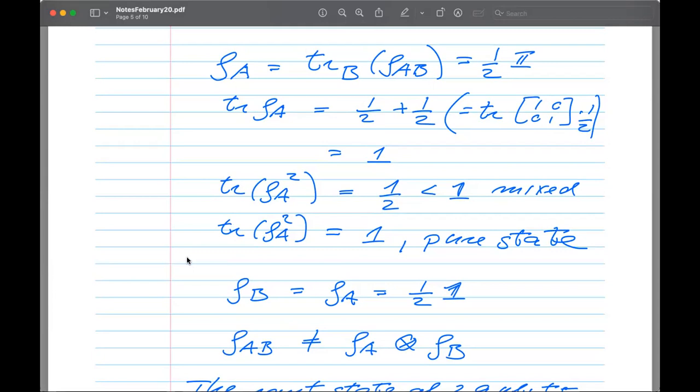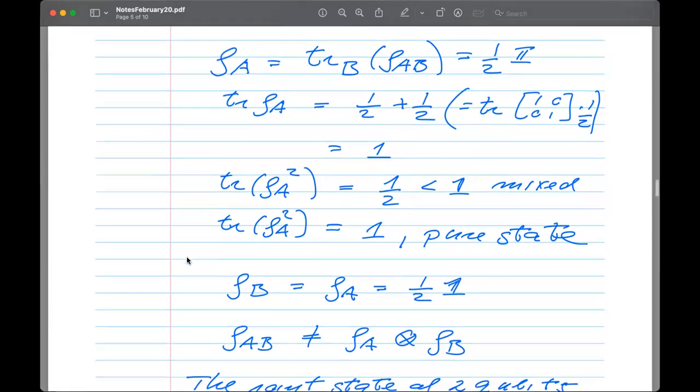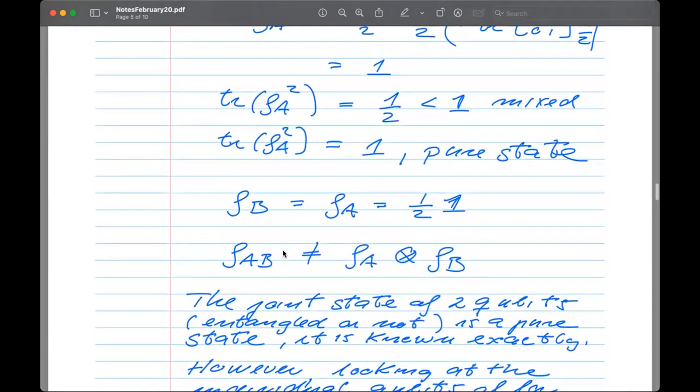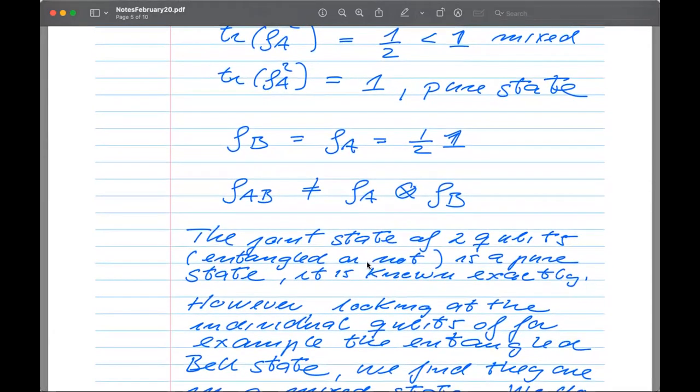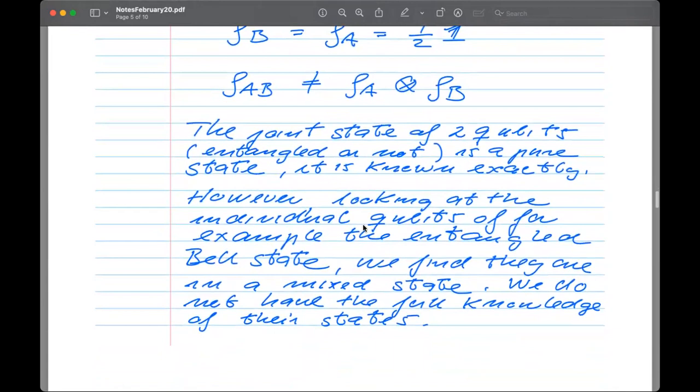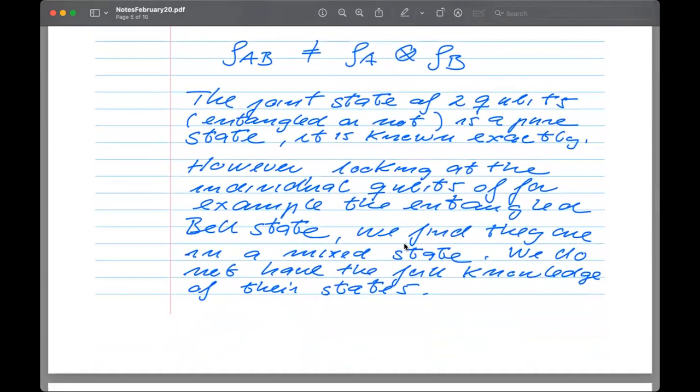So remember again that the total system A and B is not necessarily equal to the tensor product of the subsystems A and B. So the joint state of a 2-qubit system, entangled or not, is a pure state. It is known exactly. However, when we were looking at the individual qubits, for example of the entangled Bell state, then we found that they are in a mixed state. That means the following. We do not have the full knowledge of their states. So if it's a pure state, that means that we have an exact knowledge of the subsystems as well.